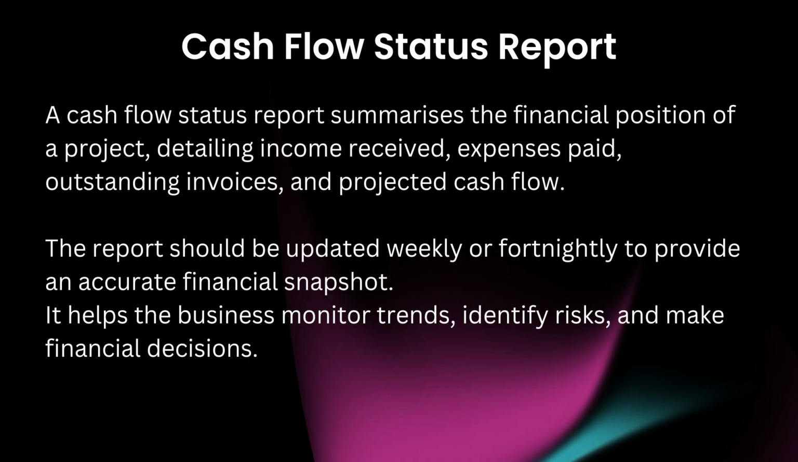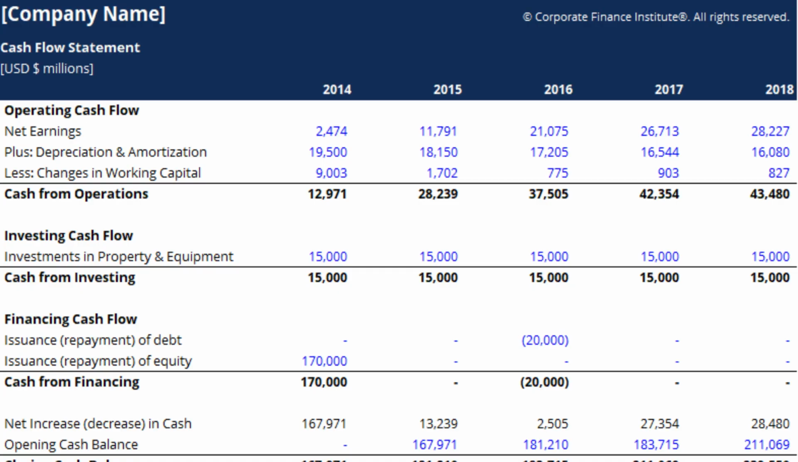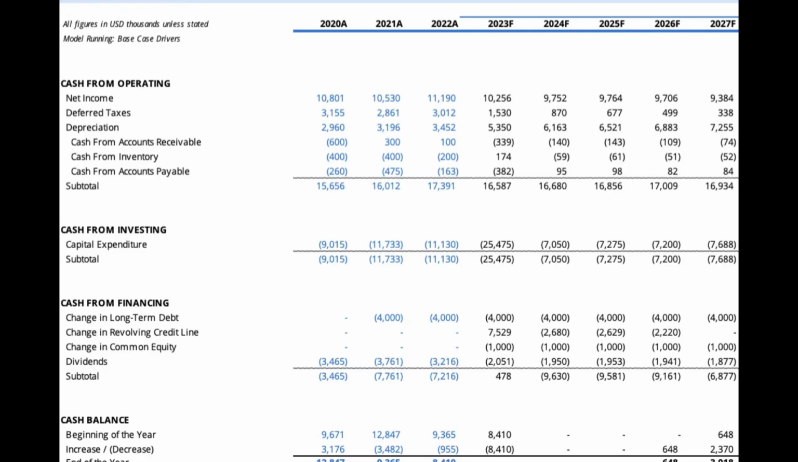Cash flow status report. A cash flow status report summarizes the financial position of a project, detailing income received, expenses paid, outstanding invoices, and projected cash flow. The report should be updated weekly or fortnightly to provide an accurate financial snapshot. It helps the business monitor trends, identify risks, and make financial decisions.